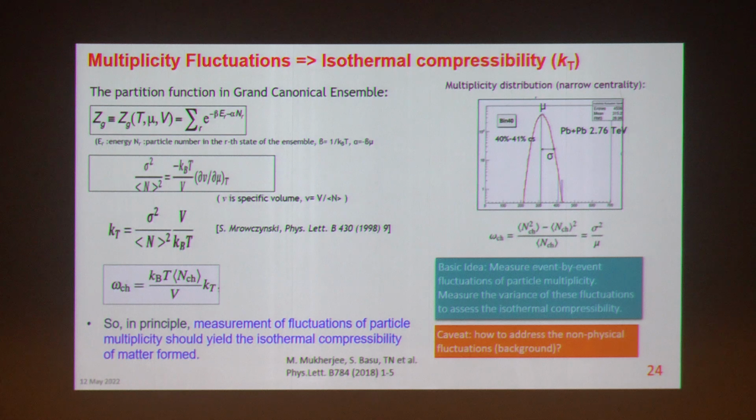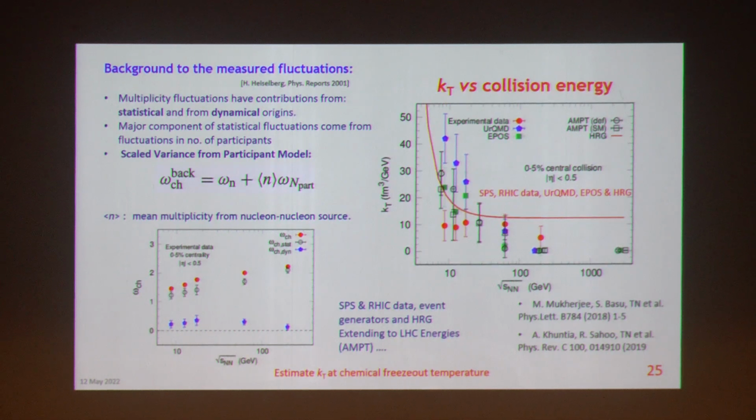Then we followed up with another Physics Letters paper saying that yes, it can be done. We made this plot, Kt as a function of collision energy. This is a calculation from a simple Hadron Resonance Gas model. It has a nice drop as a function of beam energy. This is what we wanted to see, but the RHIC and LHC data, the RHIC data is not yet properly analyzed. We have very large error bars.